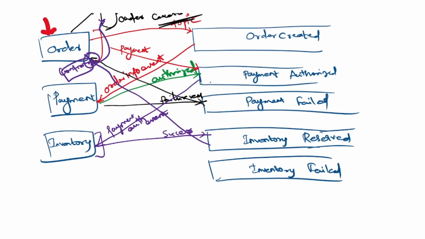If inventory fails to reserve the inventory and publishes the failure message to the inventory topic, order service receives this failure information and confirms the cancellation of the order.